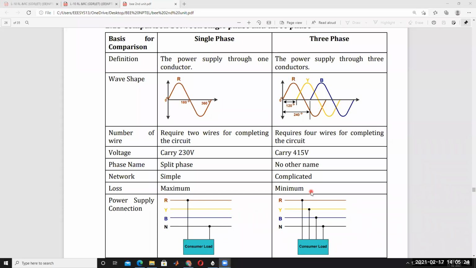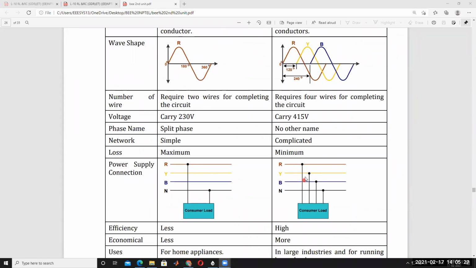This is for single phase. The three phase system is different. Three phase wires are required, and one is neutral, so total four wires. Okay, so this is the three phase system. In a single phase system, this is the waveform, the wave shape. Only one wave shape. In a three phase system, there are three different types of waves: R phase, called red, Y phase, yellow, B phase, blue. RYB phases. These are the three different types of phases.